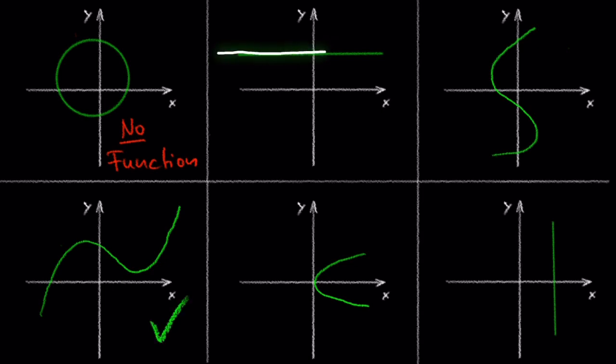What about this graph? Does this graph represent a function? We see immediately that we can't draw a vertical line that intersects the graph in more than one point. So this is also a function. Does this graph represent a function? We see immediately that this is not a function, because when we draw a vertical line here, the vertical line intersects the graph more than once.